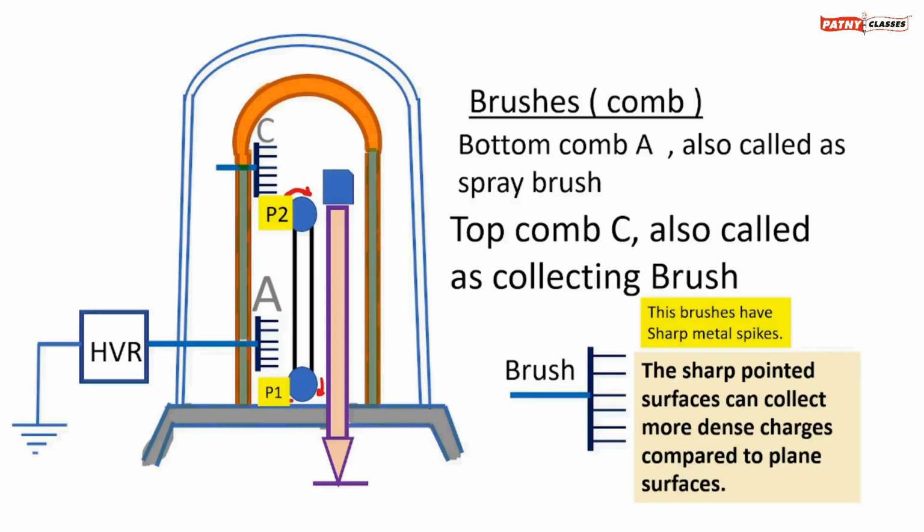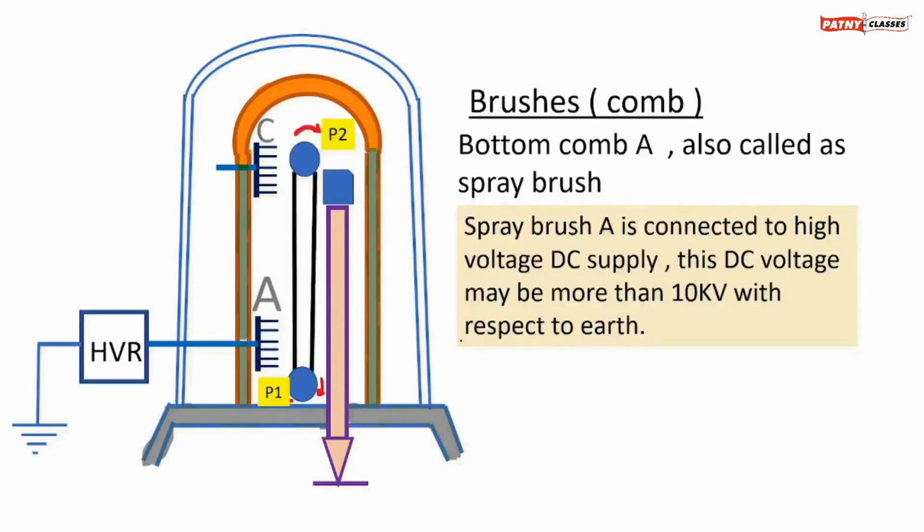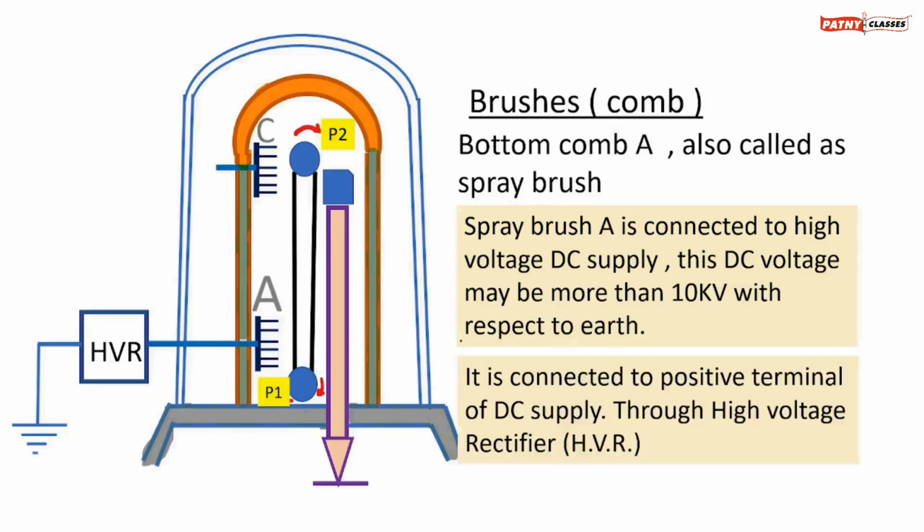Therefore, for more charges to be collected by brush A, the spray brush is made using sharp metal spikes. Spray brush A is connected to a high voltage DC supply. This DC voltage may be more than 10 kV with respect to earth. It is connected to the positive terminal of the DC supply through a high voltage rectifier, that is HVR.